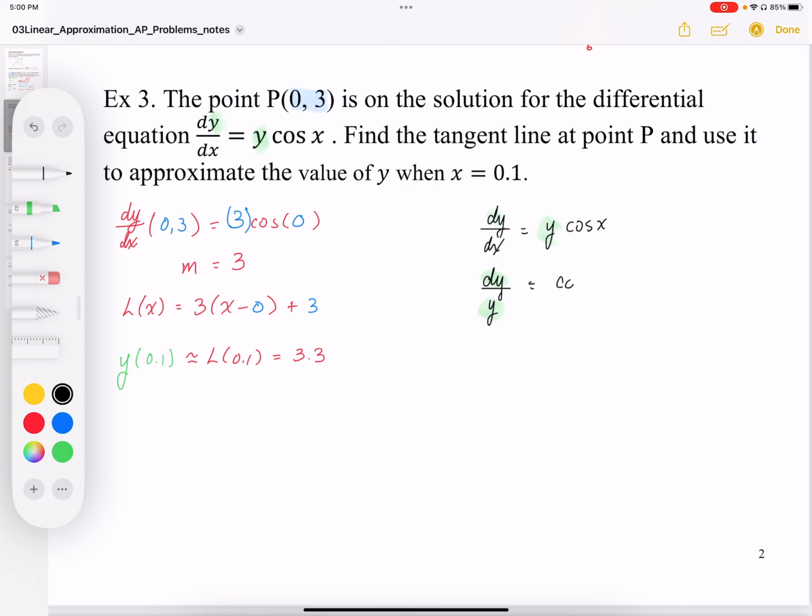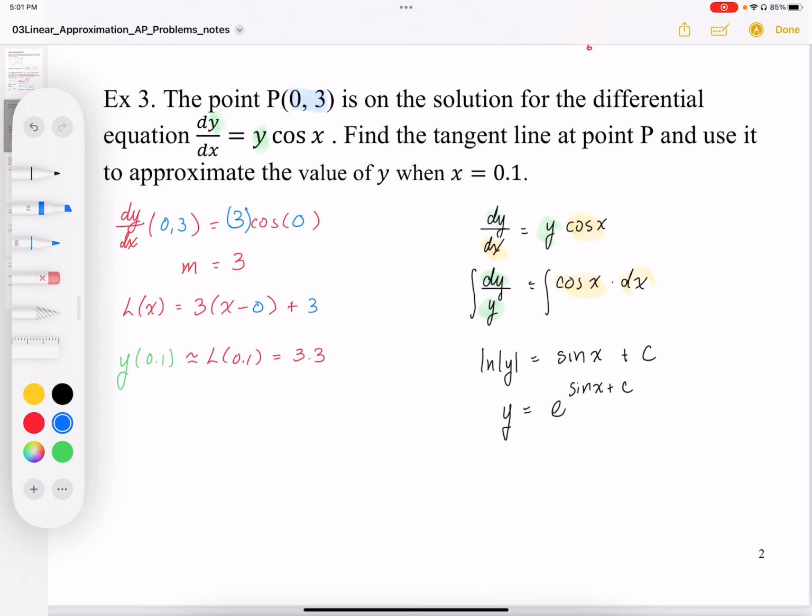So cos x, and the dx goes on this side with the cos x. The x and cos x go together. Once we've separated, we can integrate both sides. So this becomes log y is equal to the antiderivative of cos, which is sine, and then we have a plus c that we have to worry about. Now we can solve for this plus c by plugging in the coordinates. I'm going to solve for the plus c once I solve for y.